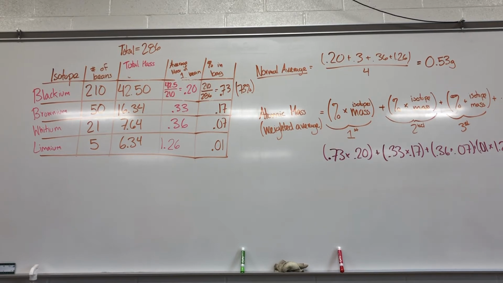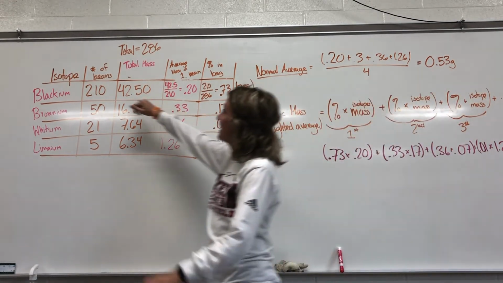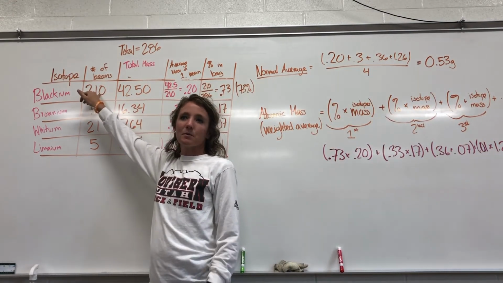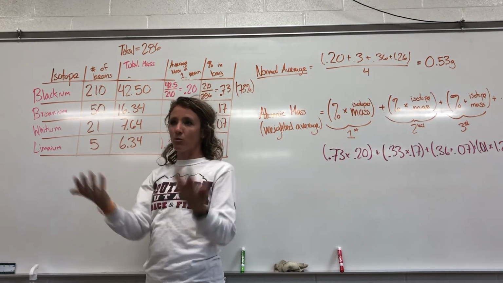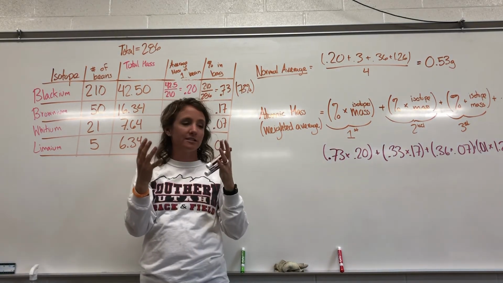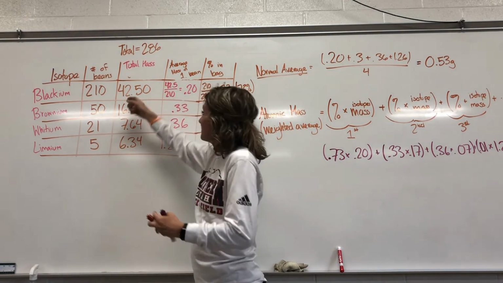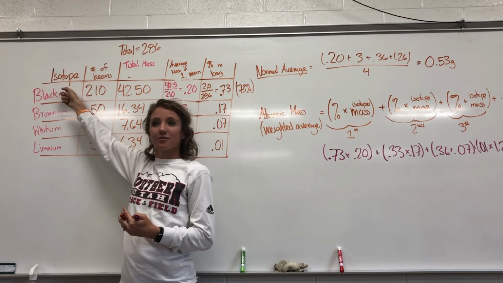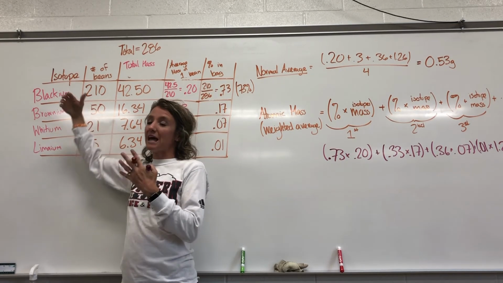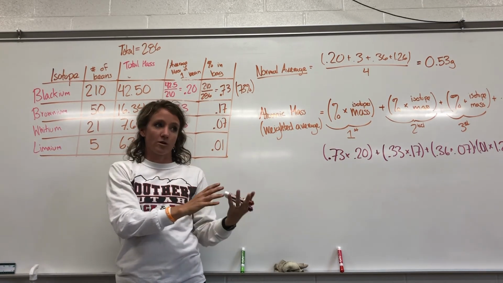Now, why is this a better picture for my beanium than the true average up here? Because you have 210 black beans and 5 mine. Because I have tons of black beans. So most of the time when I find blackium in the world, or beanium in the world, it's going to be this particular isotope. And so the average should be shifted towards it.